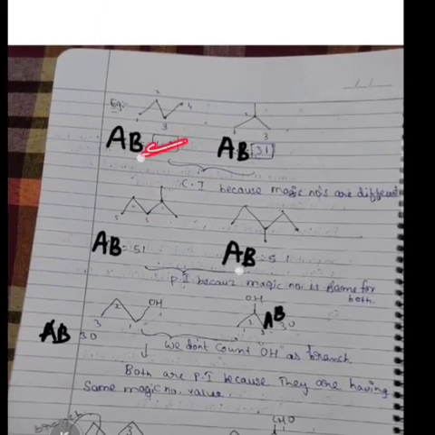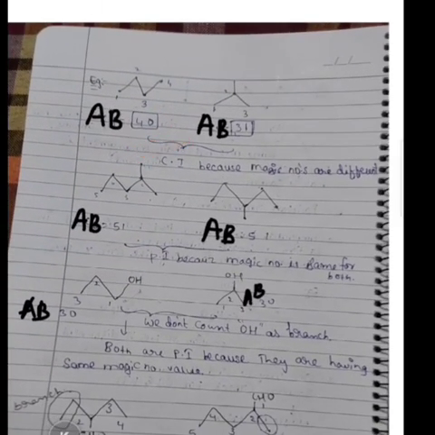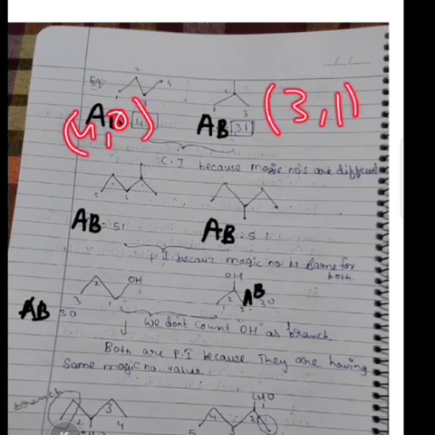Coming to this structure, in which one branch is there: 3 carbons, so the A value is 3, and the B value is the number of branches, which is 1. So 3 comma 1. These two values are different: one is 4 comma 0 and the other is 3 comma 1. Both are different, so it is chain isomerism. Like that you should find. Similarly we follow for position isomerism. Remember, A is the number of carbons in the parent chain and B is its branches. Done. I hope you have understood.